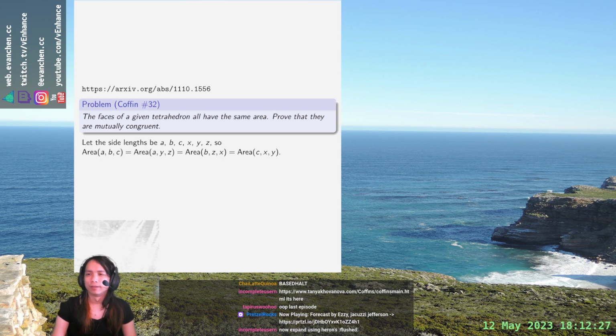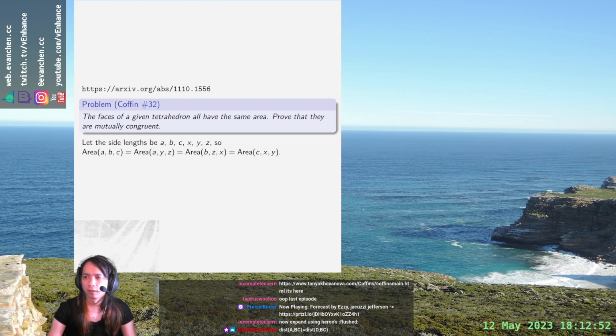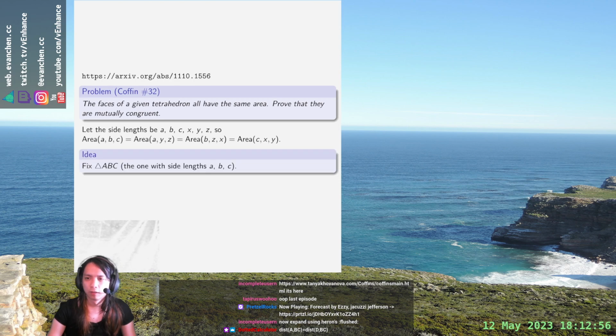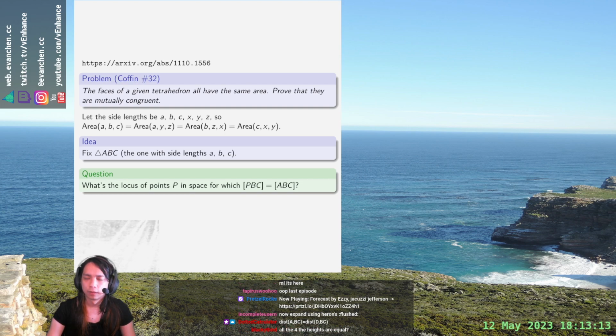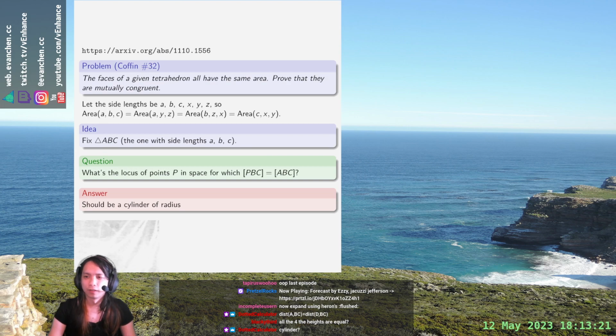I feel like I want to do something more along the lines of, actually, here. If I fix triangle, this might work. So let's say I fix triangle ABC, the one with sides ABC. Then question: what's the locus of points P in space for which PBC is ABC? And the answer is that it should be a cylinder of radius, like whatever it is. So it's a cylinder centered along line BC with radius the height from A.